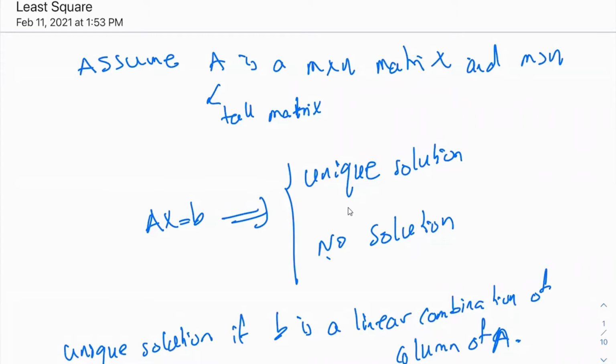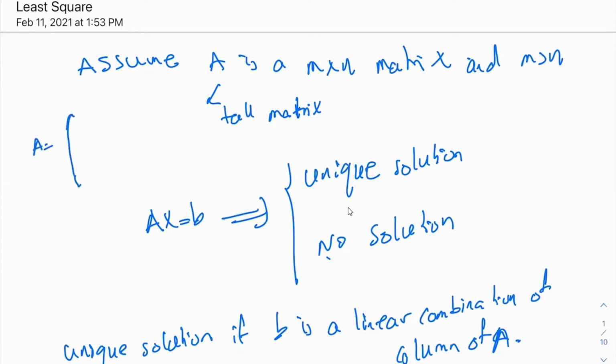Okay, so let's start. Assume you have a matrix A that is m by n. So it has m rows and n columns. And also m is greater than n. So we have overdetermined system of equation. If we have a system of equation, or we have a tall matrix. Okay. So for example, A can be like this form.